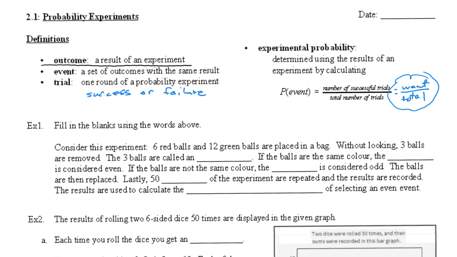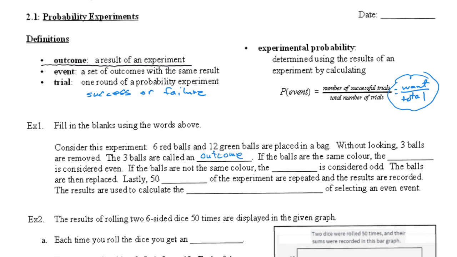Let's consider this experiment, all right? So we consider the experiment. There are 6 red balls and 12 green balls, and they're placed in a bag. Without looking, 3 balls are removed. The three balls that we pull out, we're going to say are the result of an experiment, right? The 3 balls that we pull out is an outcome, I guess.